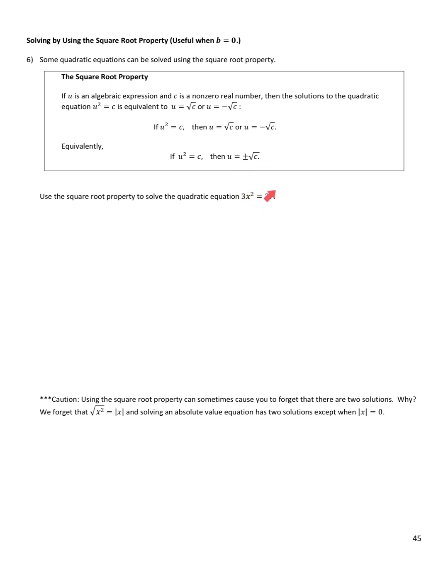So if I want to use the square root property to solve this equation, first you want to try to get x squared by itself. So I've got 3x squared equals 27. So I'm going to divide by 3. And I get x squared equals 9.